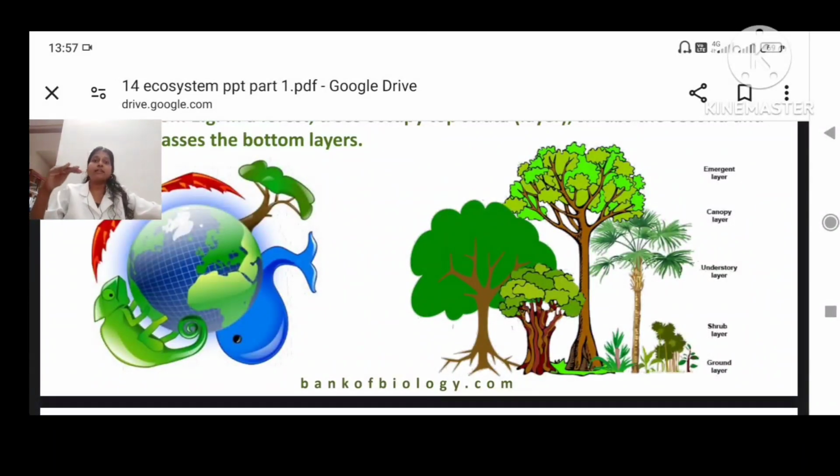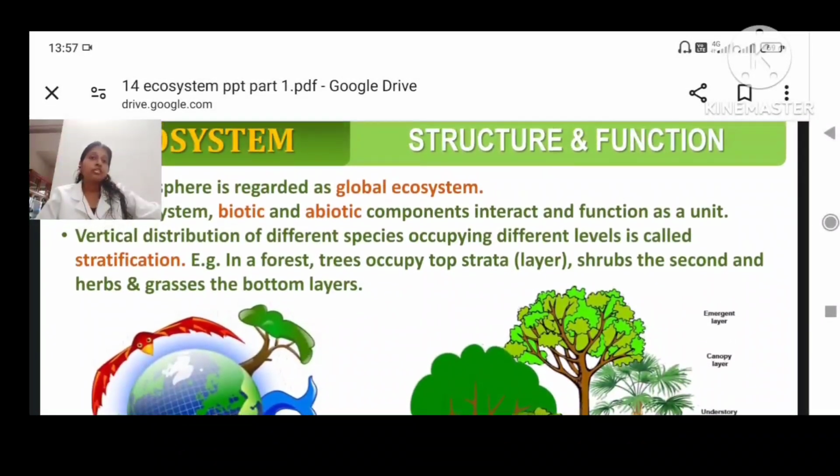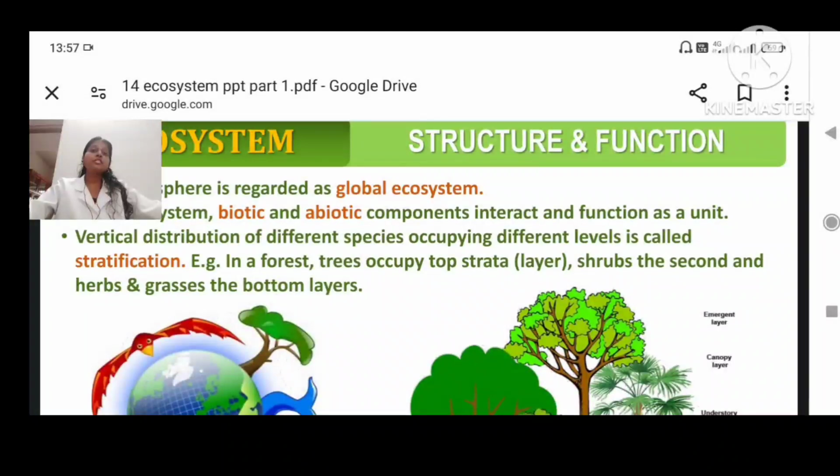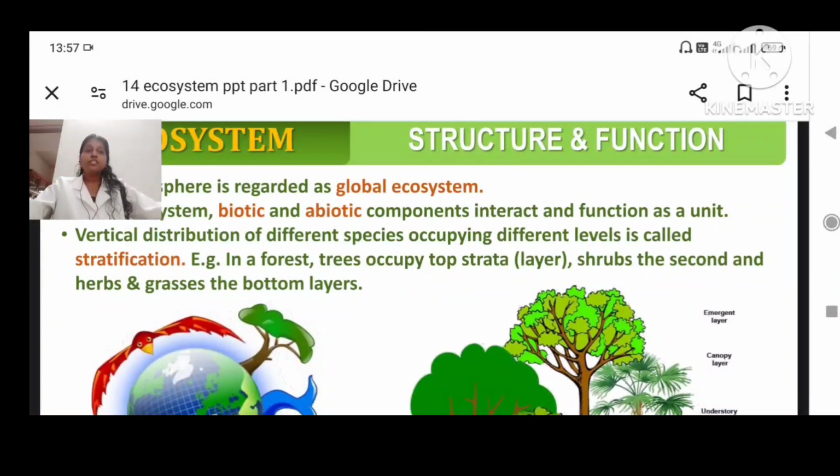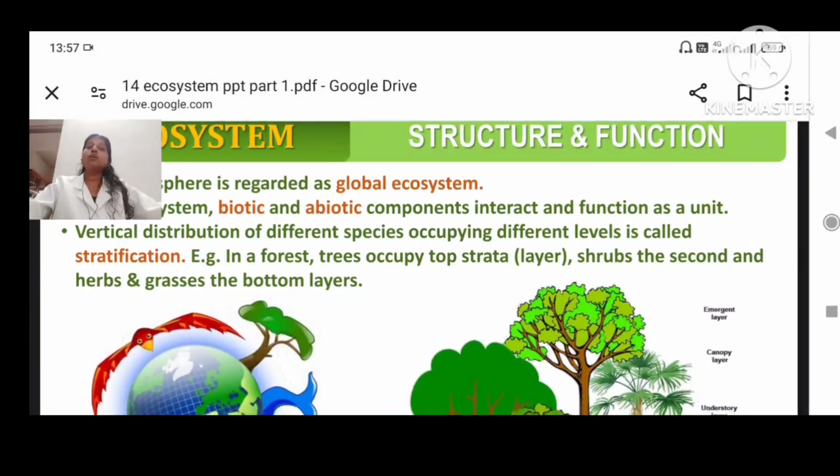So different layers of this ecosystem, we call them as stratification. So these are the layers. The first layer, second layer, third layer, fourth layer, like that many layers are there. As you go from bottom to top, you have many layers, and in each and every layer different types of species are placed. So those layers we call it as what? Stratification. Vertical distribution of flora and fauna at different layers, we call it as what?